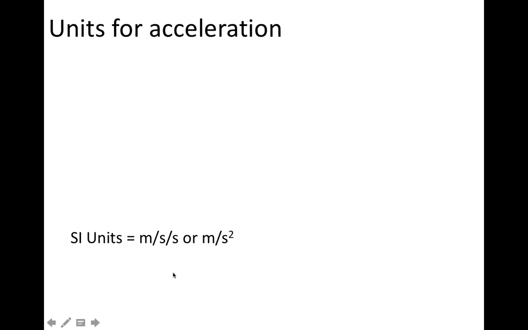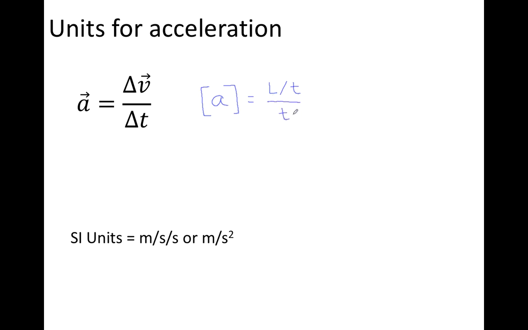The units for acceleration come from its definition. The units for acceleration, and I like to put the little brackets around the symbol for acceleration to indicate that we're just talking about the units of it, are a unit of length divided by a unit of time, because those are the units for velocity and therefore change in velocity, divided by another unit of time.